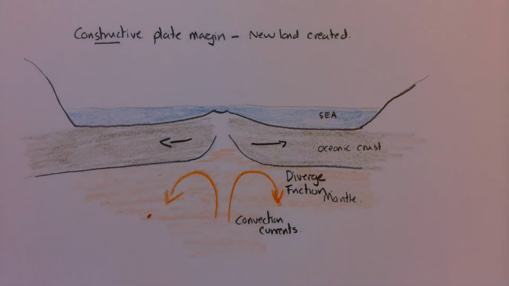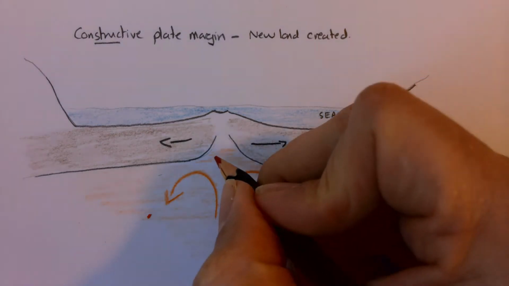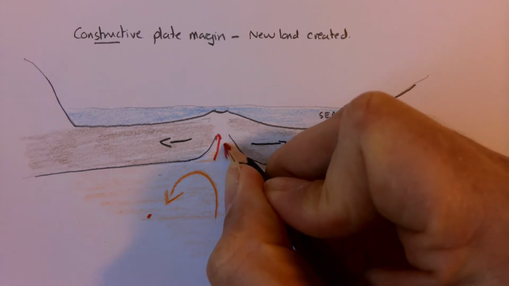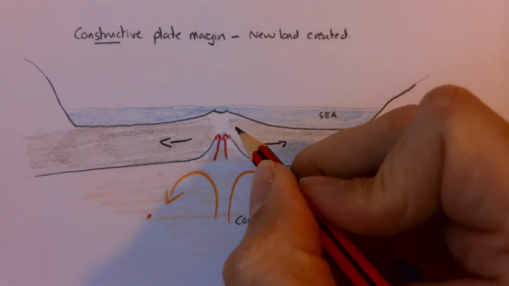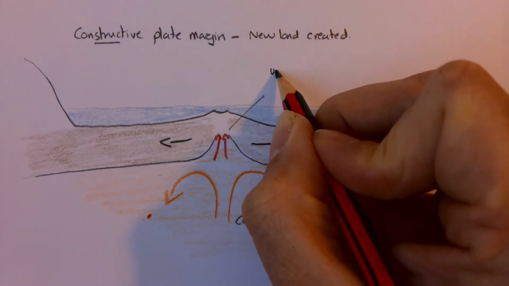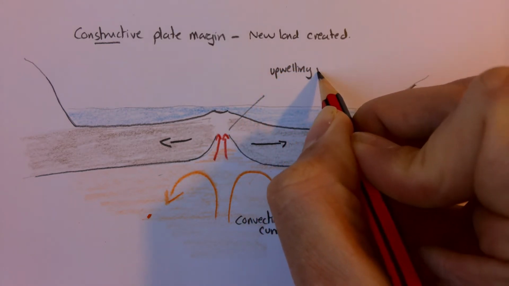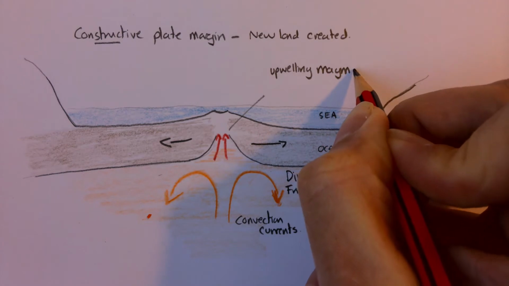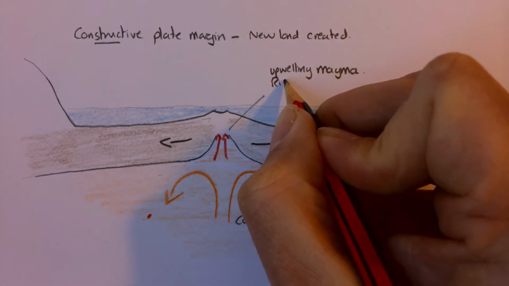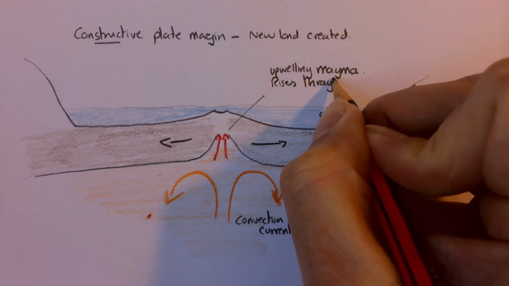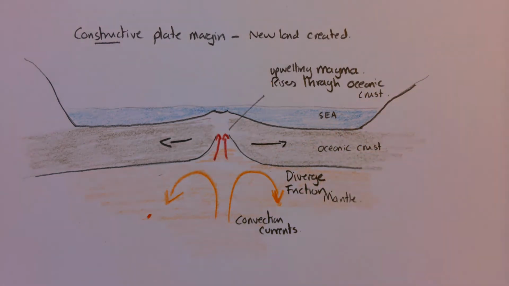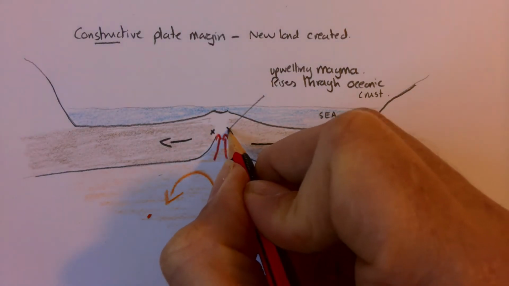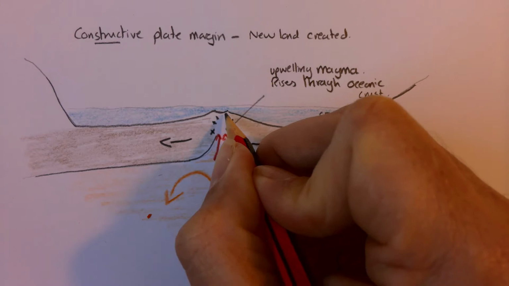That movement apart creates opportunity for upwelling magma from the mantle to rise through the oceanic crust. So upwelling magma from the mantle rises through oceanic crust. As it does so, it will cause numerous small earthquakes.